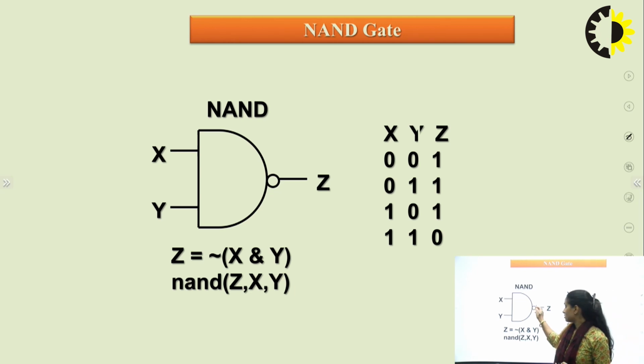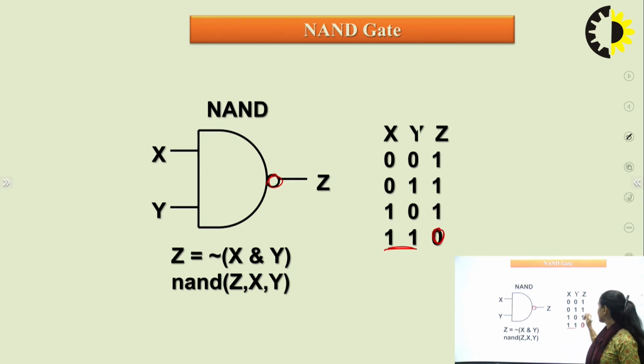We put a circle in front of AND, and this will give us output which is the inverse of AND, right? We know in AND, when both the inputs are on, we get 1. So in NAND, when both the inputs are 1, we get 0, and other than this, we get all ones. Isn't it the inverse of AND? Right? So this is how I can make the truth table for NAND gate.